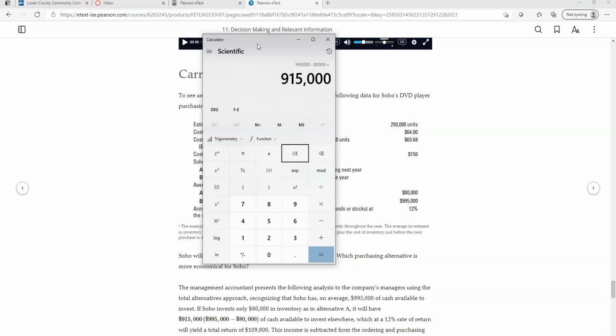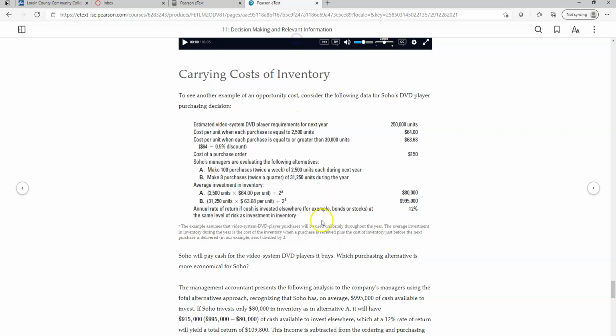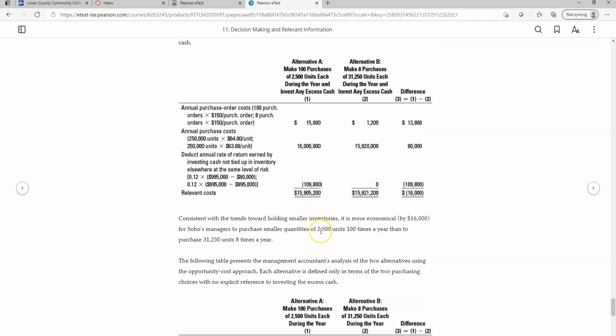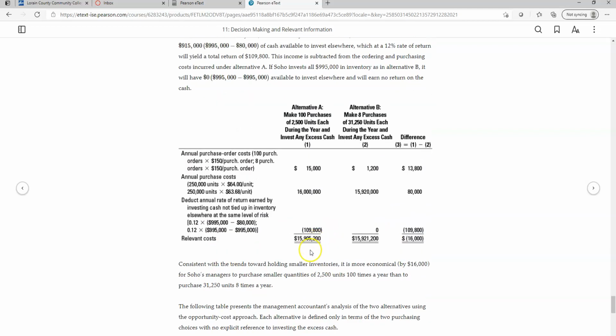So I'm going to incur $80,000 no matter what, but if I choose alternative B, I'm going to incur another type of inventory of $915,000 on an average basis. So now let's take a look at taking into account what we could do with that freed up money if we were to invest it elsewhere.